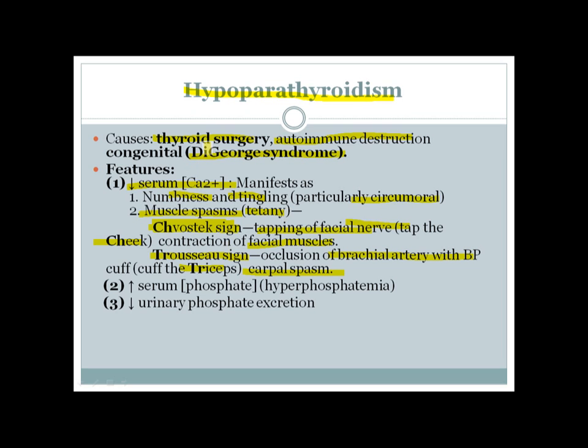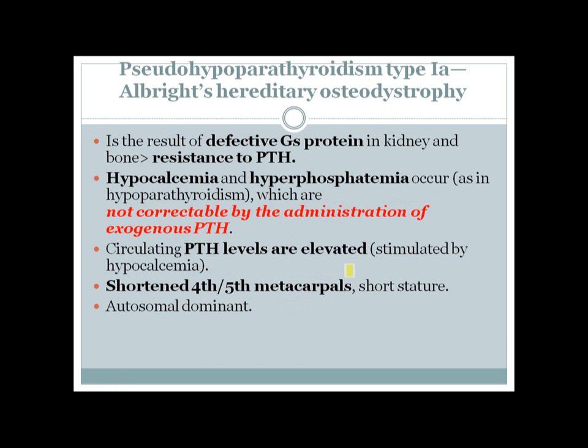And hypoparathyroidism will lead to an increase in serum phosphate, or hyperphosphatemia, due to a decrease in urinary phosphate excretion. And there is a condition called pseudohypoparathyroidism, where the parathyroid hormone level is normal, but there is resistance to the action of parathyroid hormone on the target organs, especially the kidney and the bone. It occurs due to a defective G-stimulatory protein.